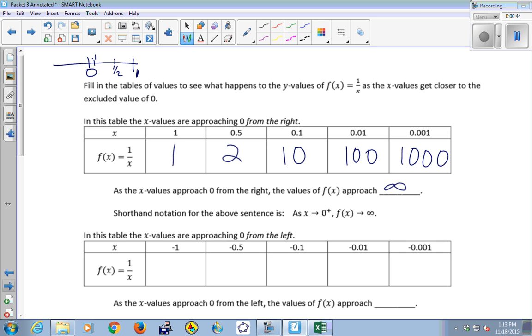Okay. So as the x values approach 0 from the right, the values of f of x, or the y values, approach infinity. Okay, so the shorthand notation for that sentence that I just read in English is right here. This says as x approaches 0, and that little plus means from the right. As x approaches 0 from the right, f of x approaches infinity.